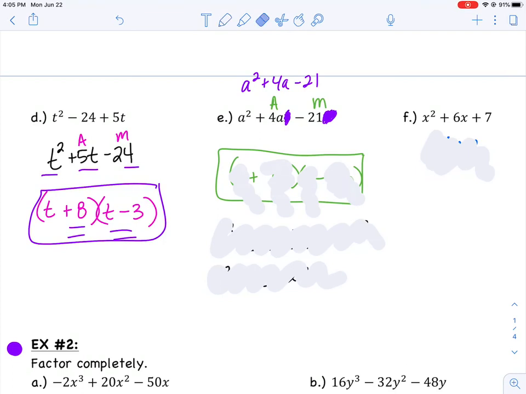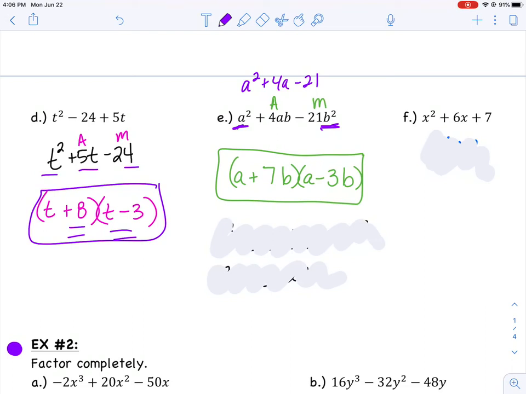Well, I can break up the a's. I can put an a in each one, just like we've done with the x's. I can figure out what numbers multiply to negative 21 and add to 4, 7 and negative 3. And then the only difference is there should be b's in the back because there's a b squared in the back. Just like there was an a squared in the front, we need to make sure that when we FOIL it, we get a b squared in the back. So I need to make sure that I have b's in my second term in each one. You should have an a plus 7b and an a minus 3b.